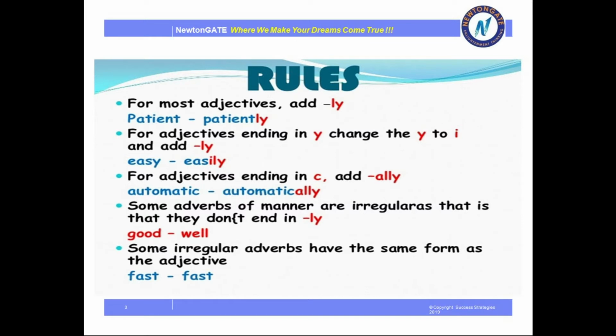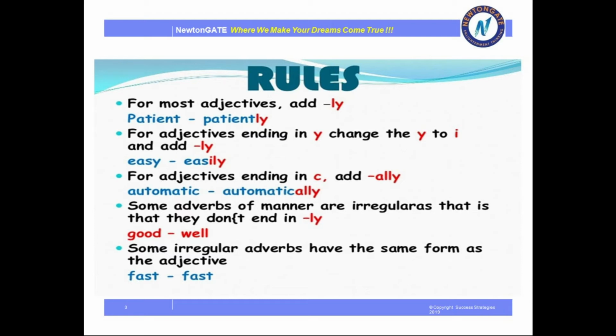Now the fourth point is very important. See the fourth point. Some adverbs of manner are irregular, that is, they don't end in ly. Now you can't write ly or a double ly like this in irregular adverbs. Now what will you write? See, in this example it is written good. Beside good, you can't write goodly, right? So what will you write? You have to write well.